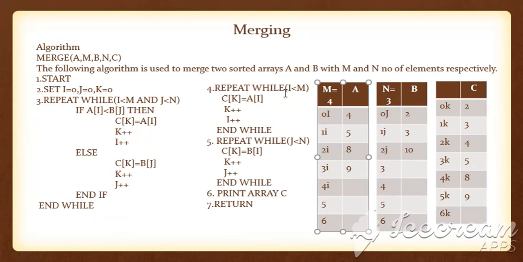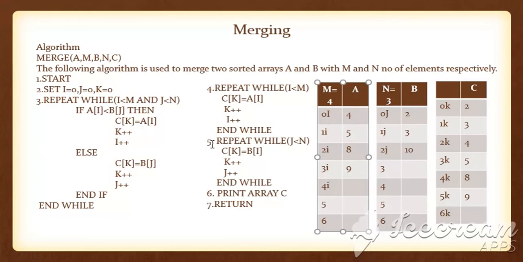So for that, we are checking while i less than m. What is the value of i now? 4. 4 less than 4, condition is false. That means the whole elements of array A have been placed onto the array C. That is, array A is completely processed. And next we have to check whether there are any elements remaining in the array B.